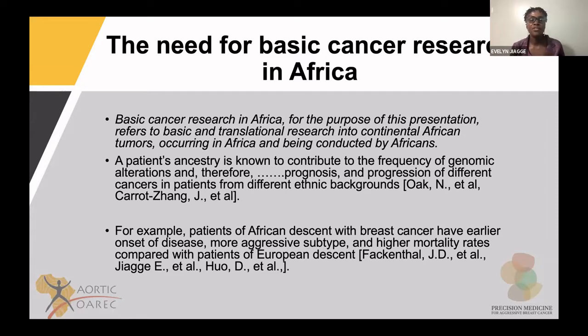A patient's ancestry is known to contribute to the frequency of the genomic alterations that occur in that patient, and so the kind of cancers the person develops, and it affects the prognosis and the progression of the tumor. For example, patients of African descent with breast cancer have earlier onset of disease. The disease tends to be more aggressive, with a higher mortality rate compared to other ancestries.